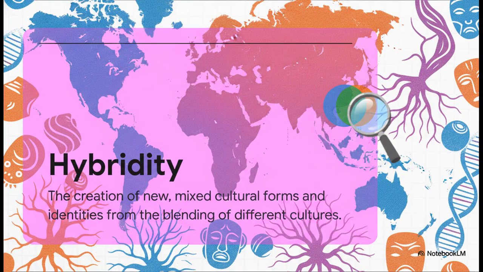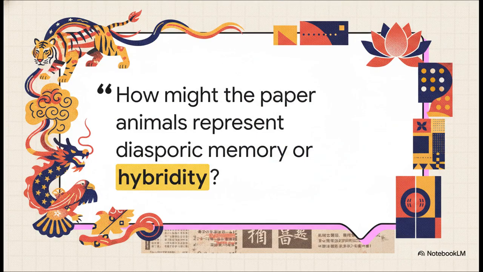Okay, here's another really powerful concept you can look for: hybridity. Now, this isn't just about being from two different cultures. It's about the totally new, unique identity that gets created from that blend. You could say Jack himself is a hybrid character, right? And here's the perfect way to link that theory directly to the story's most important symbol, the paper animals themselves. I mean, think about it. They're made from American wrapping paper, but they're brought to life by ancient Chinese magic. What does that tell us about a hybrid identity? It's a goldmine for analysis.